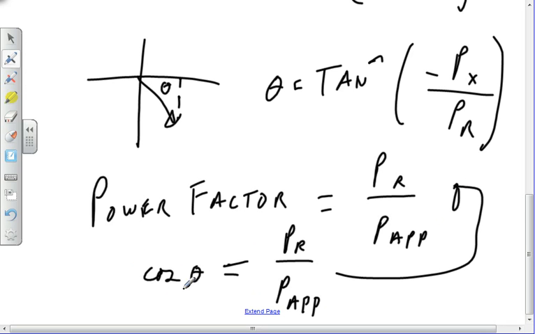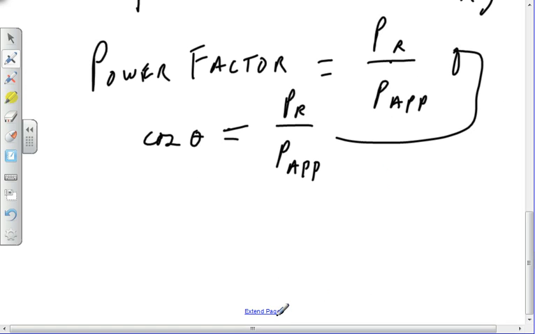So sometimes we say power factor and we just take the cosine of the angle, or we have the power factor and we have to find the angle, or we know real power and apparent power and we can find the power factor. Either way, those are all things that we can do.